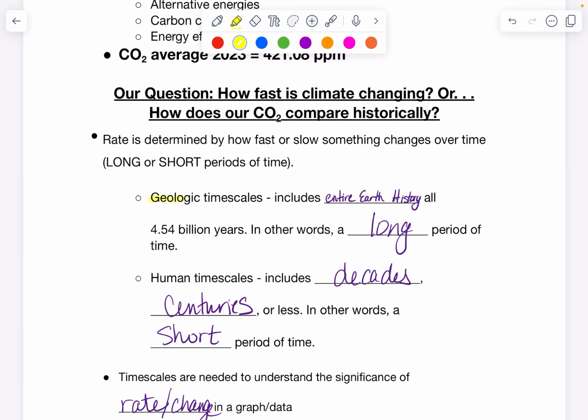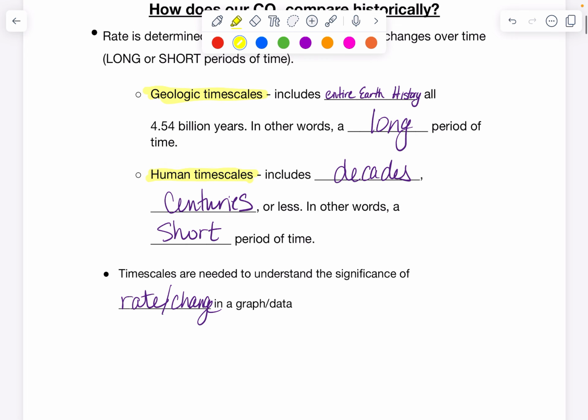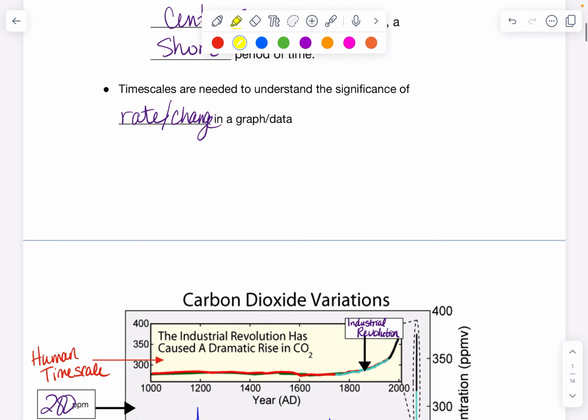Geologic timescales include all of Earth's history, so they tend to be hundreds and thousands of millions of years long. Very long periods of time. Human timescales, on the other hand, include only what would be considered approximately a human lifetime: decades, centuries, or less. A very short period of time. The reason we need to understand timescales is because that tells us the rate of change and how fast climate change is happening.